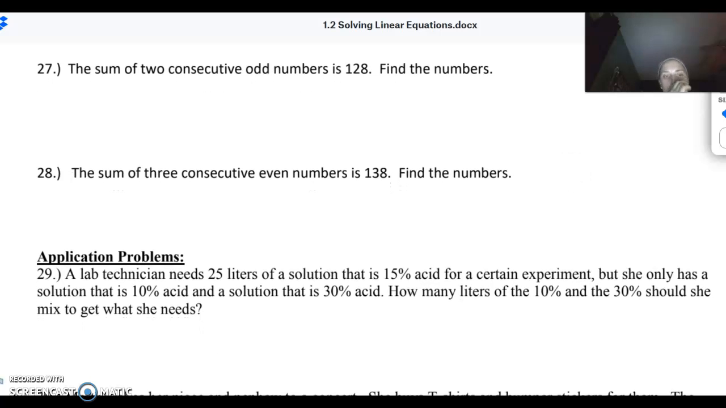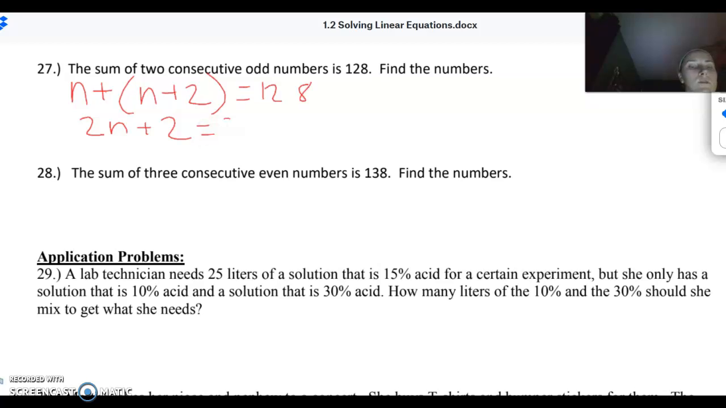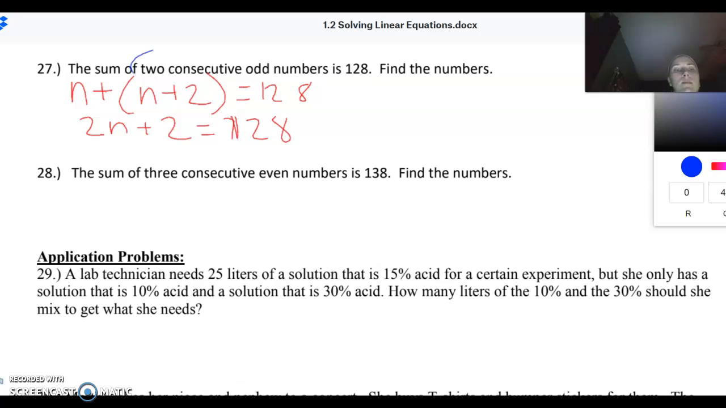So for number 27, the sum of 2 consecutive odd numbers. That's where we use n plus 2. We have 2n plus 2 equals 128. In our examples above, we were using 3, but this question is only asking us for 2 of the numbers. So that's why we write it back out and we find out that we only need the 2n plus 2, okay?